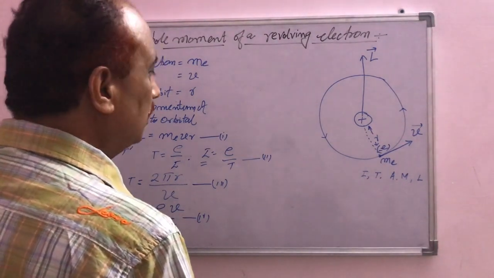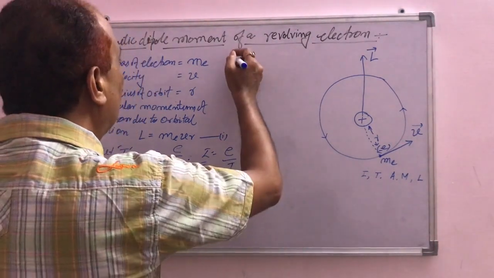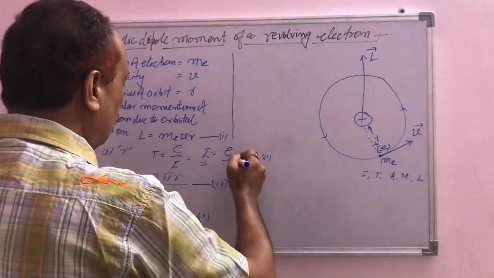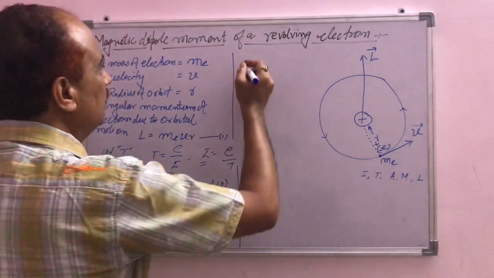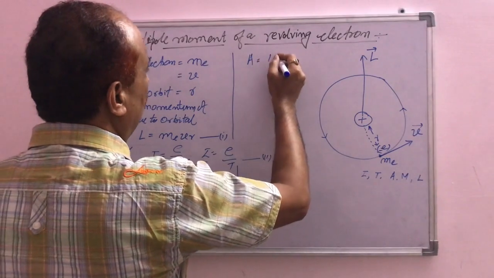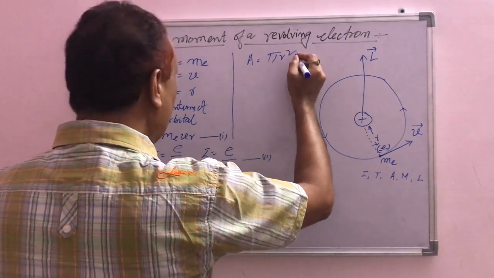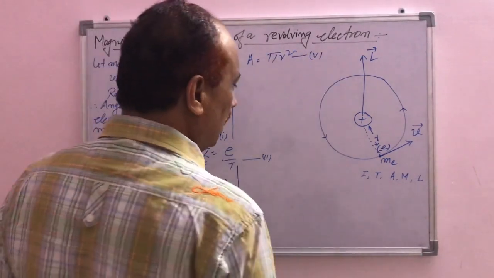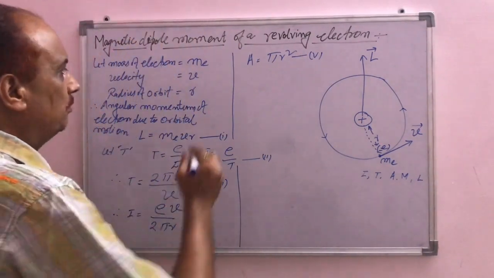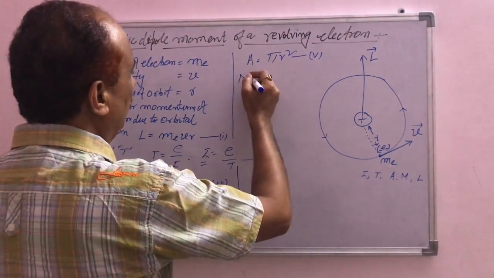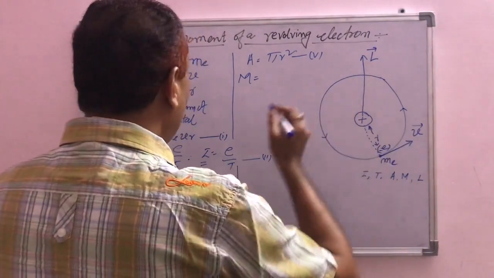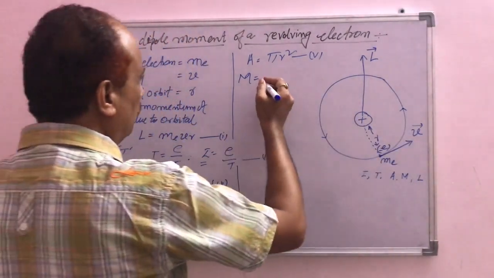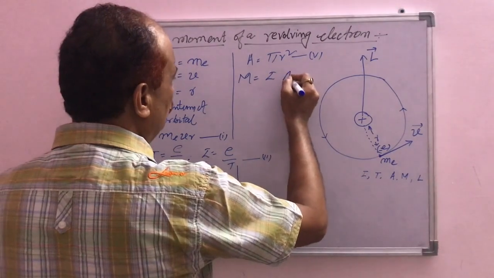After that, what will be the area of the orbit in which the electron is revolving? That is, area A will be equal to pi r square. It is equation number 5. And then the magnetic dipole moment of the revolving electron in its orbit can be found by the formula M is equal to I into A.